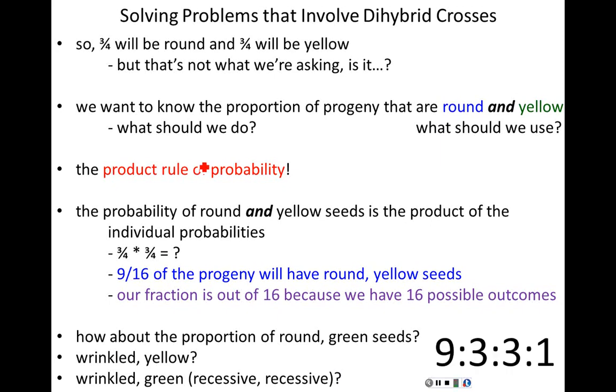1/16. So the phenotypic ratios for a dihybrid cross that crosses two heterozygotes is 9 to 3 to 3 to 1. I'll say that again. The phenotypic ratio for a dihybrid cross where the two parents are heterozygotic for all the traits is 9 to 3 to 3 to 1. That's 9/16 dominant for both traits, 3/16 dominant for the first but recessive for the second, 3/16 recessive for the first but dominant for the second, and 1/16 recessive for both.